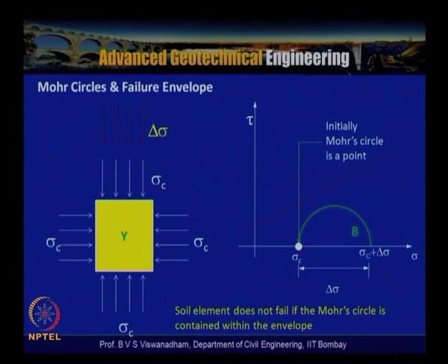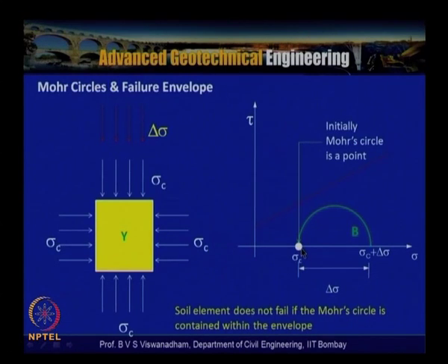Now consider an element which is subjected to the state of stress shown here. Sigma c is the initial confining pressure. Let us assume that we have vertical and horizontal directions. This can be achieved by pressurizing water, so that we get identical pressures on the principal planes, both horizontal and vertical. Initially, when we have applied sigma c, the Mohr circle is actually a point.